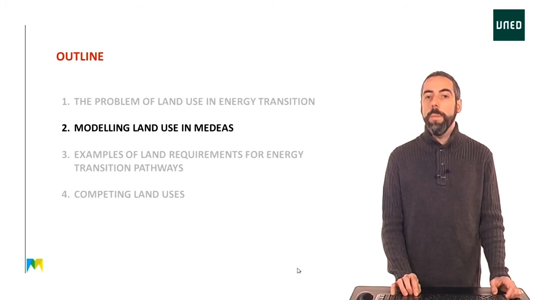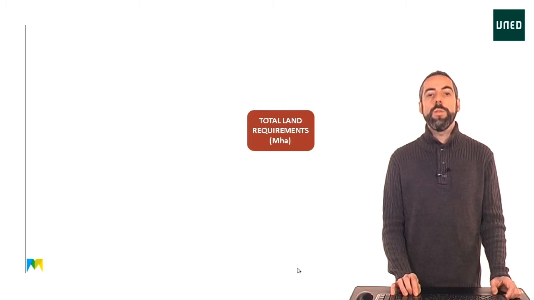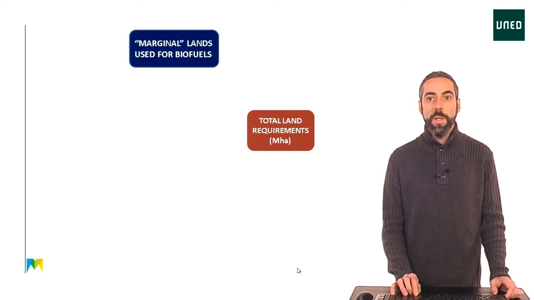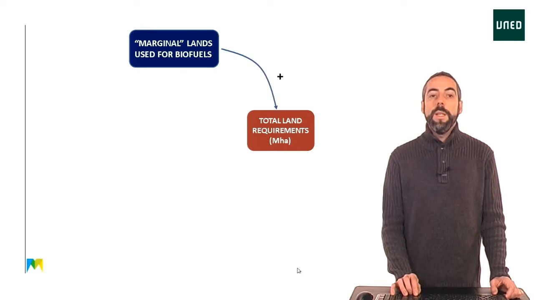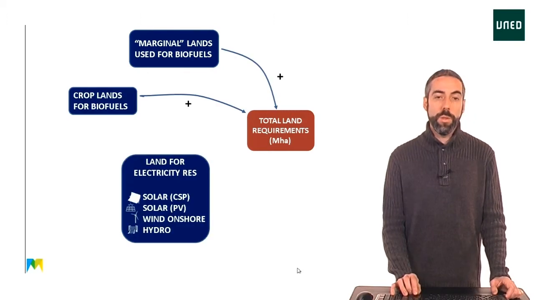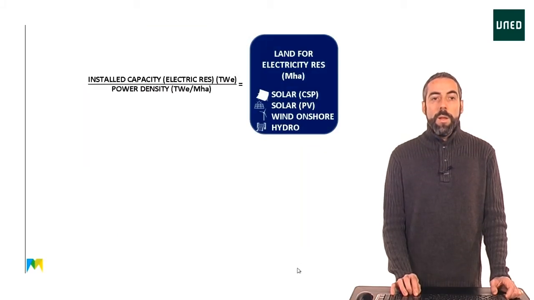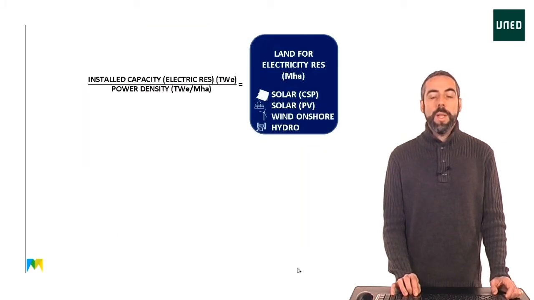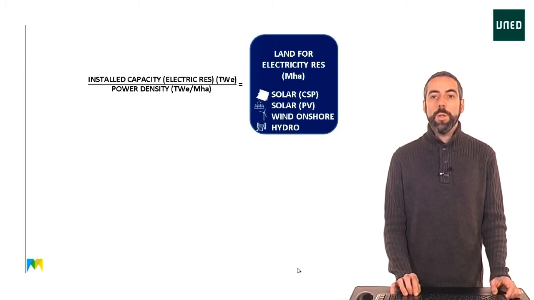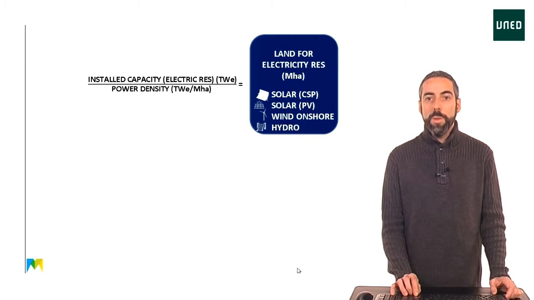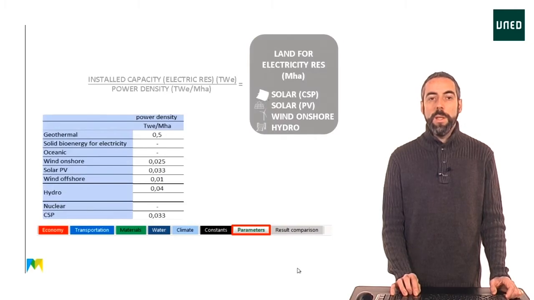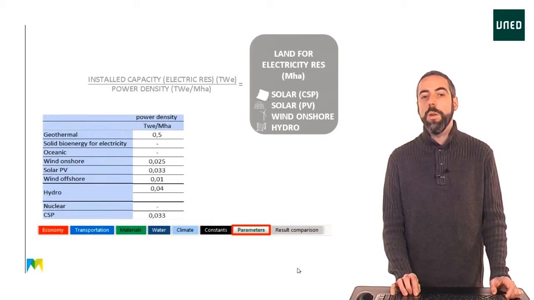Taking account of this phenomenon, the MEDEAS model makes a first approach to the land requirement of energy transition. MEDEAS considers transformation of current marginal or crop lands to biofuels, and land needed for electrical renewable sources. First, using the model installed capacities and the power densities associated with the different renewable sources to calculate land requirements for electricity from renewables. Power density can be customized by the user according to specific coefficients in the parameters sheet of the inputs file.